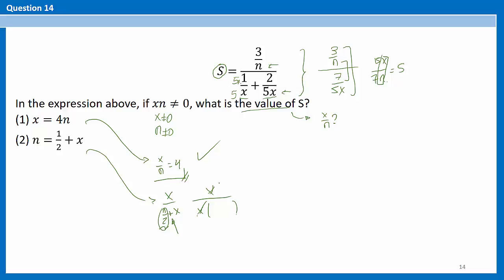Therefore, I conclude that in statement 2, I still need the value of x in order to find the value of s that they're asking us. It's not sufficient. So the answer would be A.